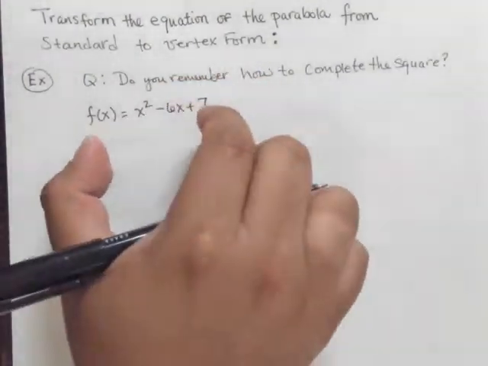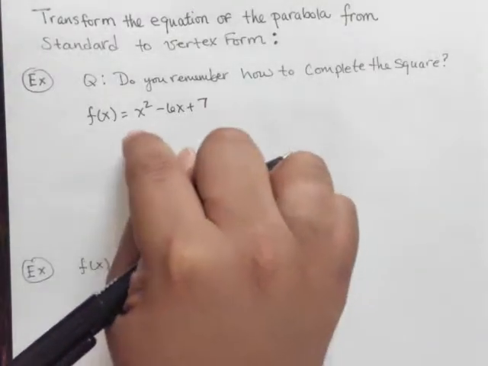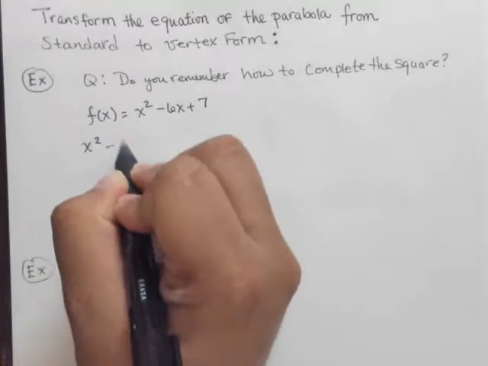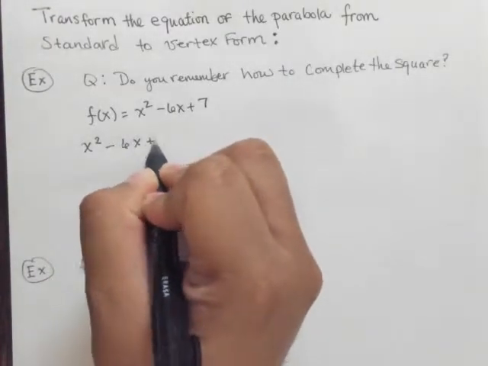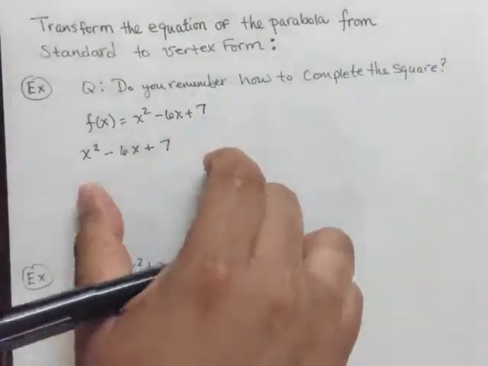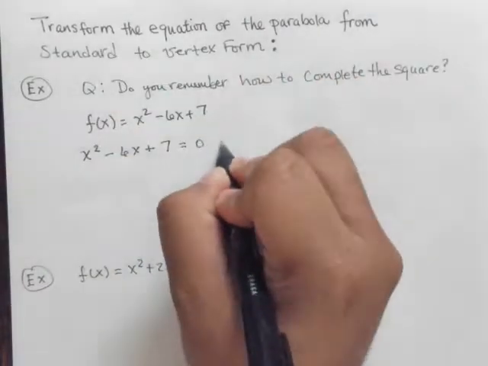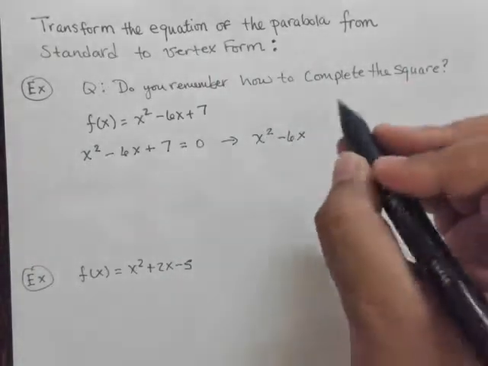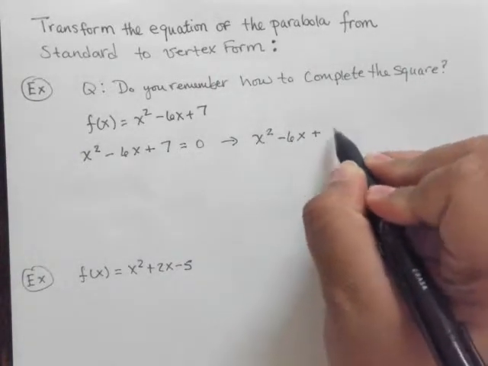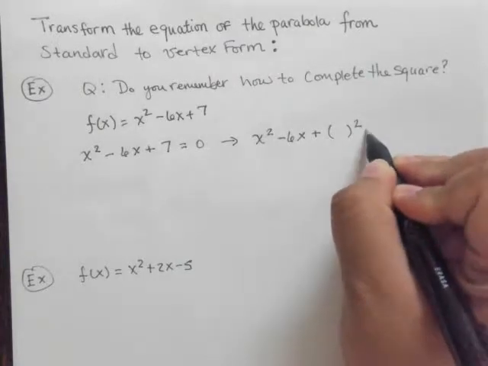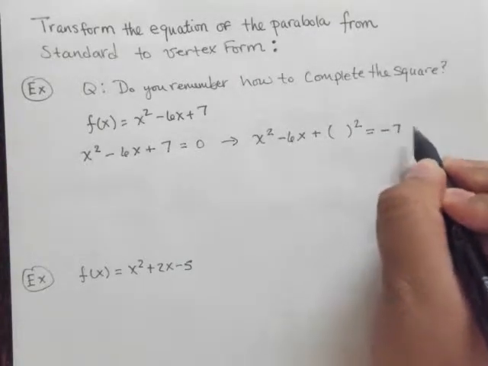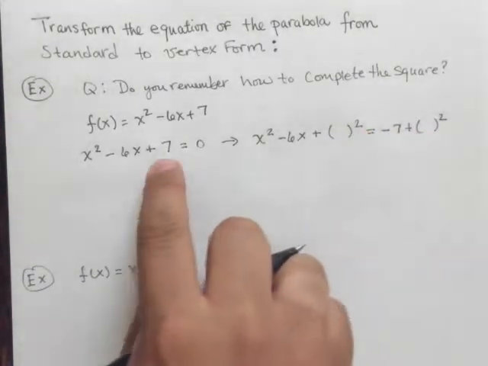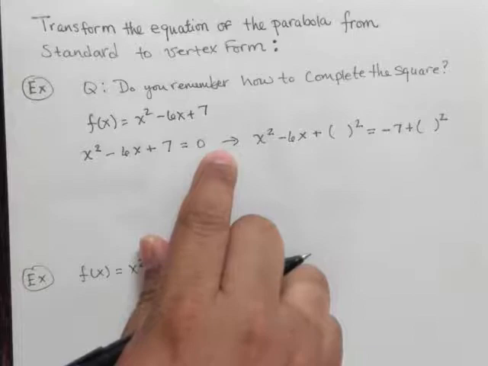All right, so I'm going to take this x squared minus 6x plus 7, and I just like to set it equal to 0 because it's easier for me to work with when I'm trying to complete the square. So I'm going to set it equal to 0, and then say x squared minus 6x plus parentheses square equals negative 7 plus parentheses square. So notice what I did. I moved the 7 to the other side of the equal sign.